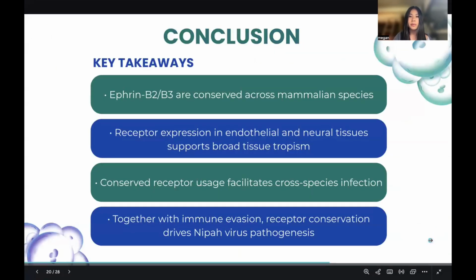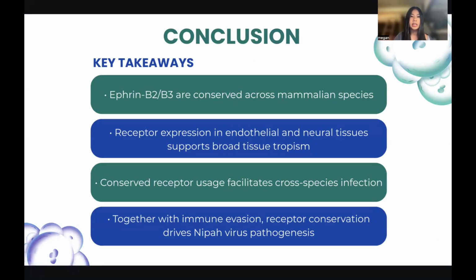So, although the bat reservoir question remains an active area of research, the evidence we've discussed throughout this presentation provides a much clearer answer to our original focus question: what molecular factors contribute to Nipah virus polytropism? Our findings suggest that Nipah virus polytropism is driven by a combination of conserved receptor usage, broad receptor distribution, and immune evasion. Nipah virus uses Ephrin-B2 and Ephrin-B3 as entry receptors, which are highly conserved across mammalian species. This allows the virus to infect a wide range of hosts without requiring major adaptations.